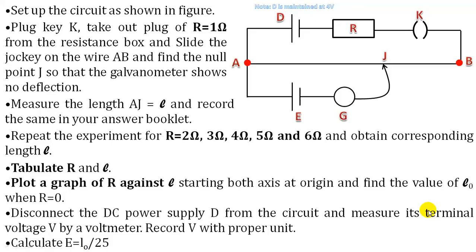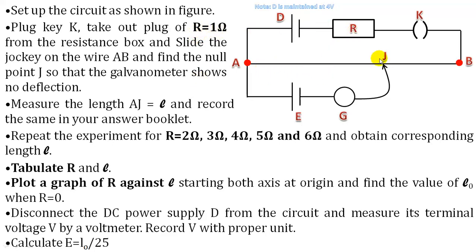So here we have a one potentiometer circuit with the help of which you need to determine the EMF of the given dry cell. You need to set up the circuit as shown, then put the key K in and take out 1 ohm from this resistance box.